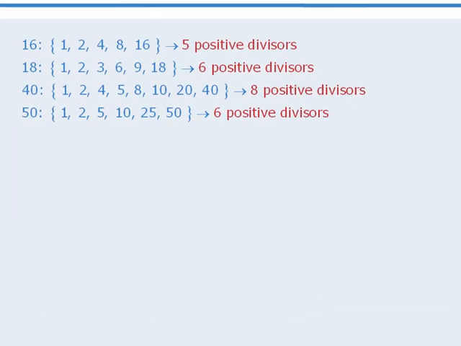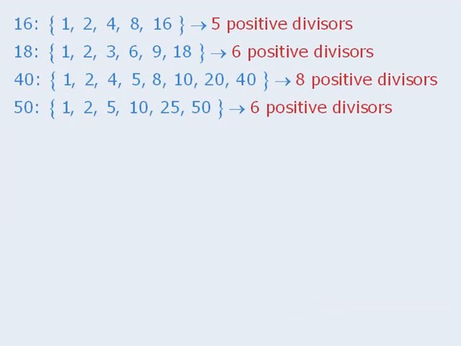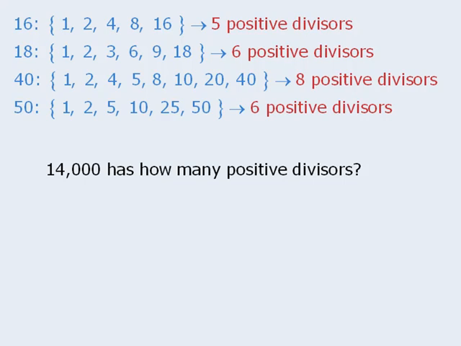In a previous lesson, we found the number of positive divisors of small numbers, and we did this by listing the divisors. But what if we want to find the number of positive divisors of a large number, such as 14,000? In this lesson, we will examine a technique for this.